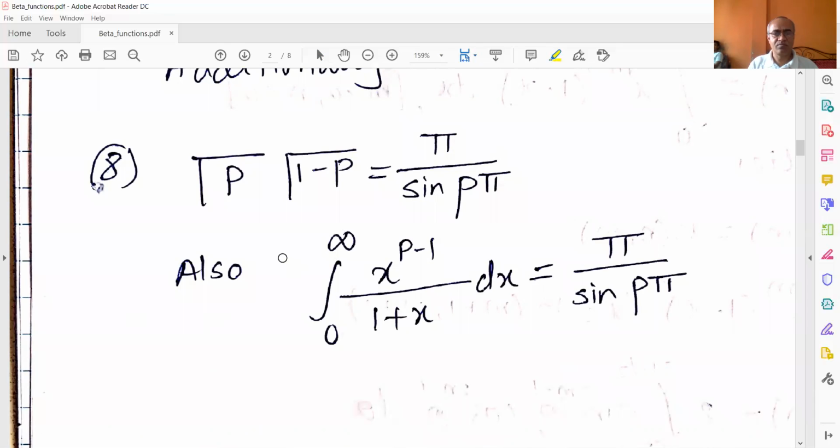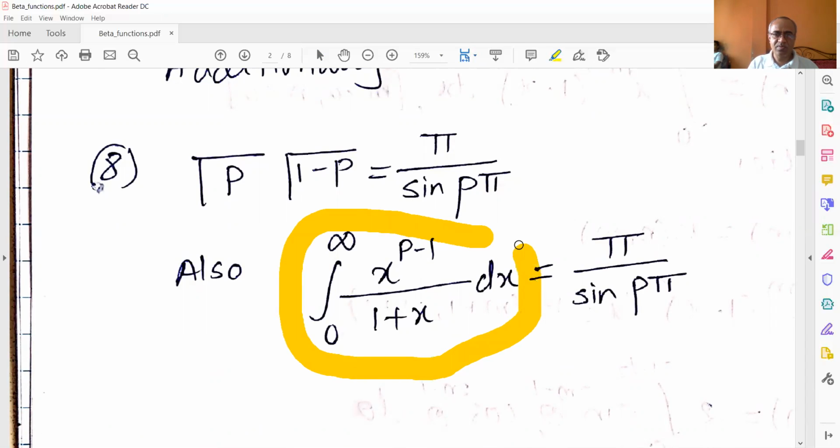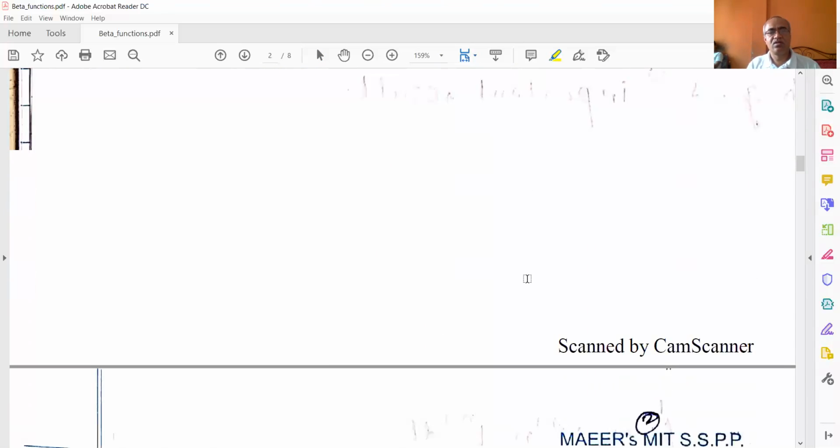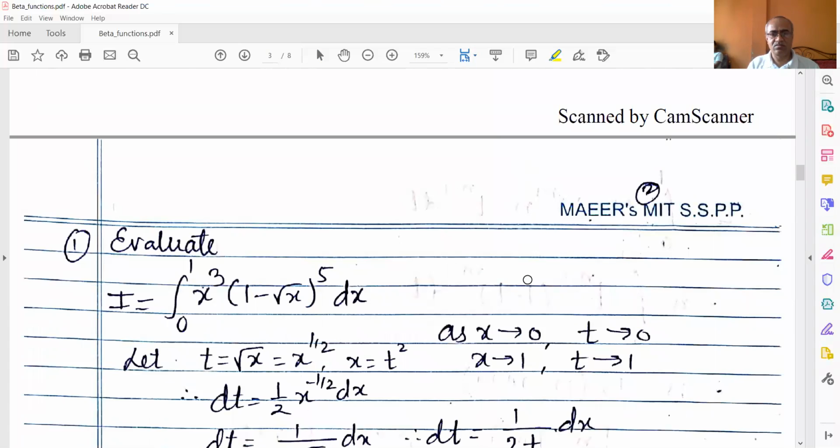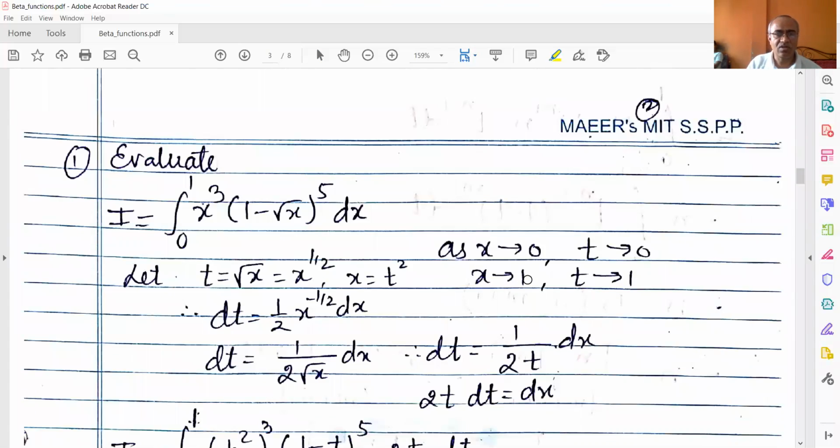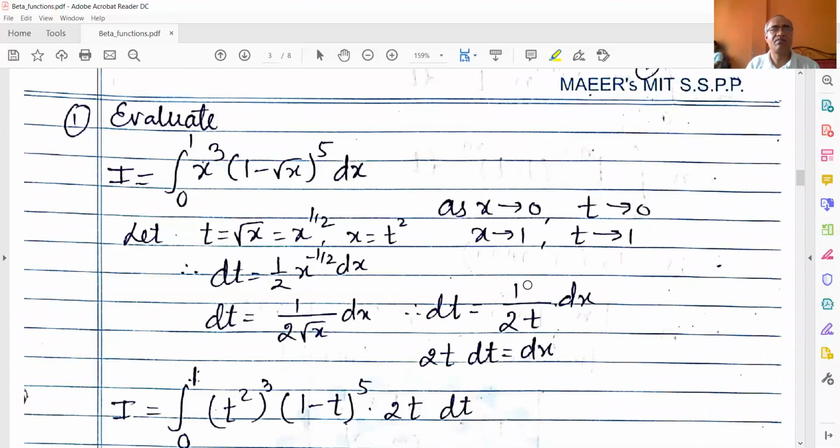Also this has been proved with this particular integral, that is 0 to infinity x raised to p minus 1 upon 1 plus x dx, that is also equal to pi upon sine p pi. With use of all these properties, we are going to solve the sums for beta functions.